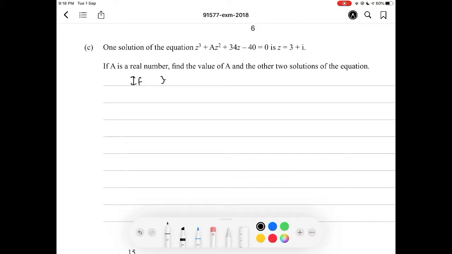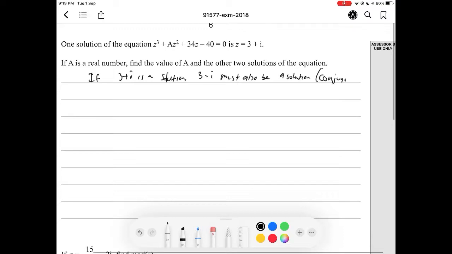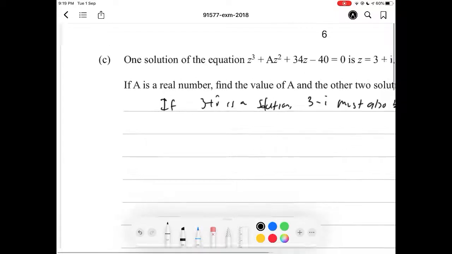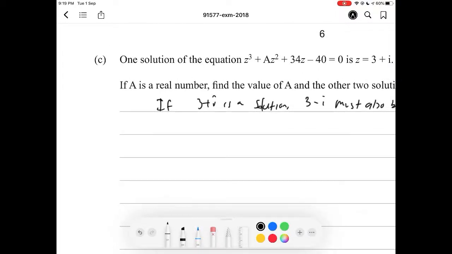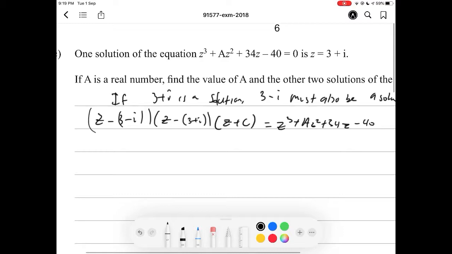So if 3 plus i is a solution, 3 minus i must also be a solution. And that's the conjugate root theorem. Alright, so let's just write down our roots here. So we have z minus 3 minus i, z minus 3 plus i, multiplied by z plus c, we don't know c, and that's equal to z cubed plus az squared plus 34z minus 40.